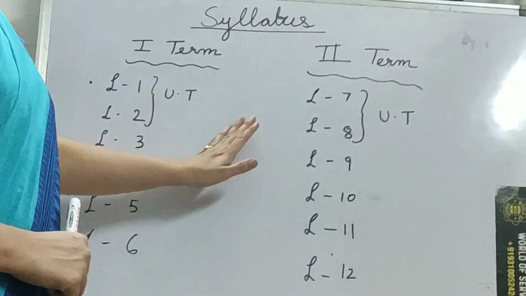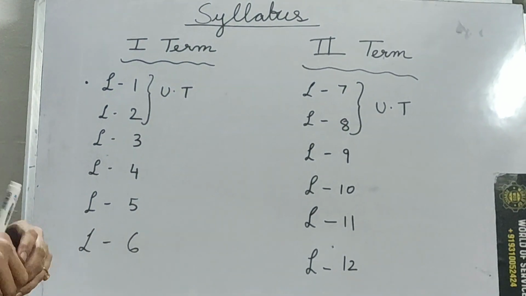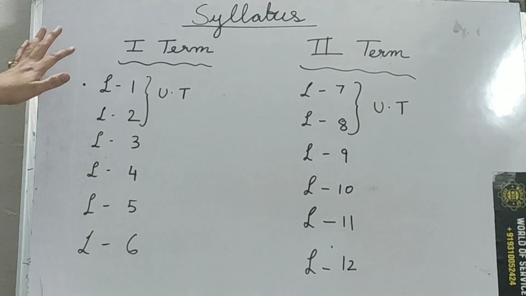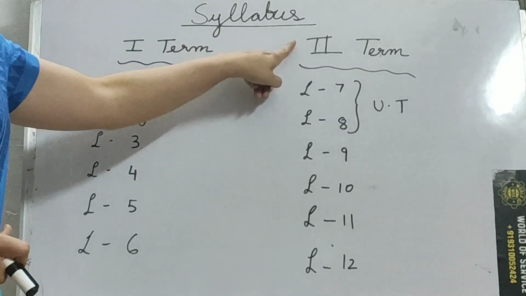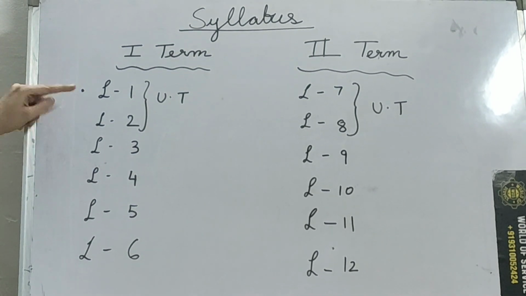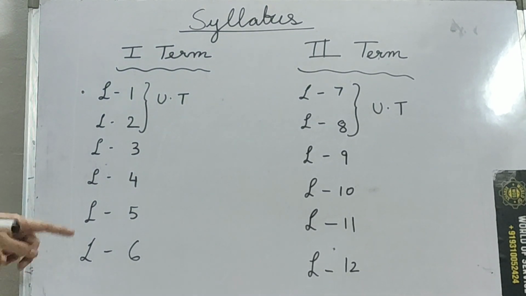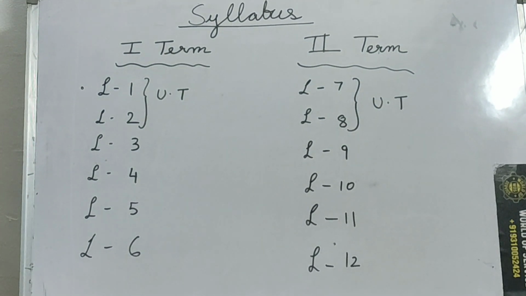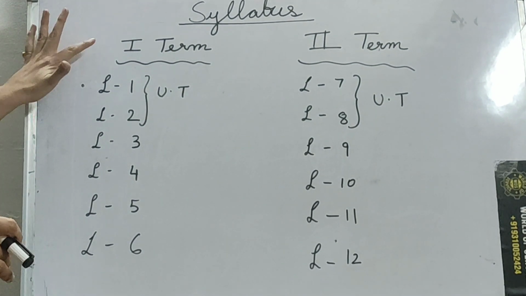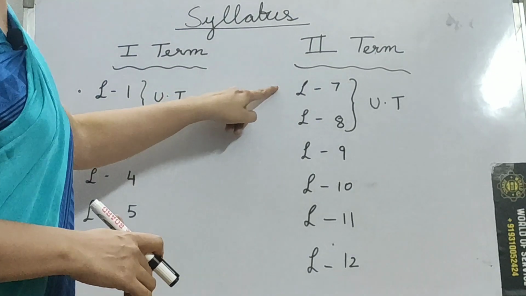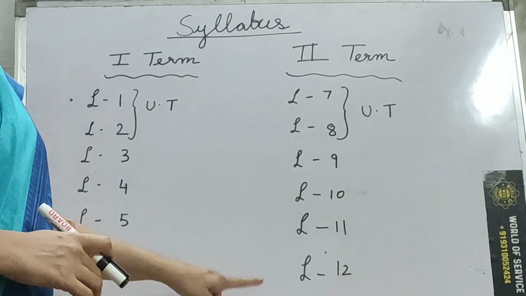Okay, now pay attention here. How you will go with the syllabus. Now here we have first term and second term. In the first term, we have lesson number 1 to 6. Now there are 12 lessons in science. So first term we have 1 to 6, whereas second term we have 7 to 12.